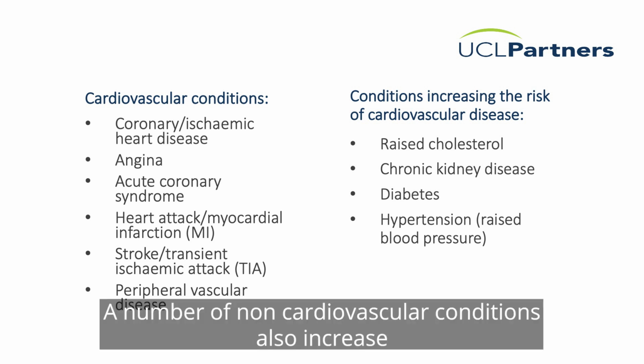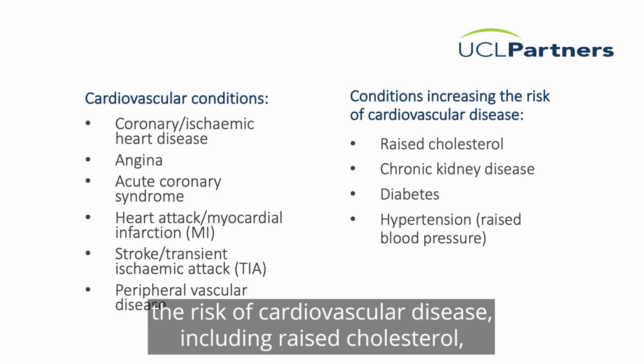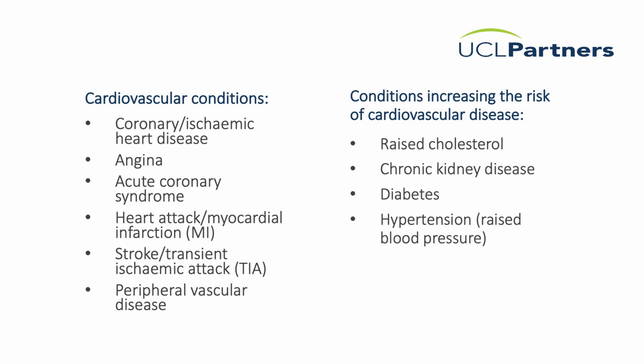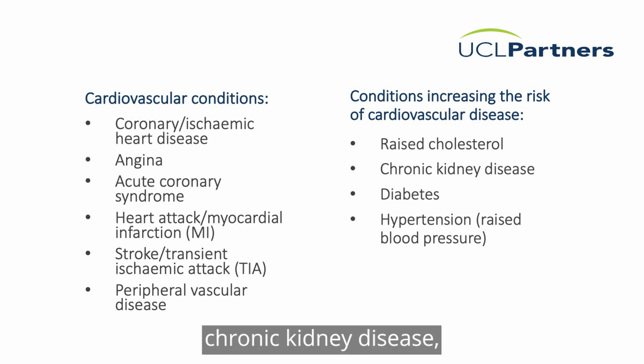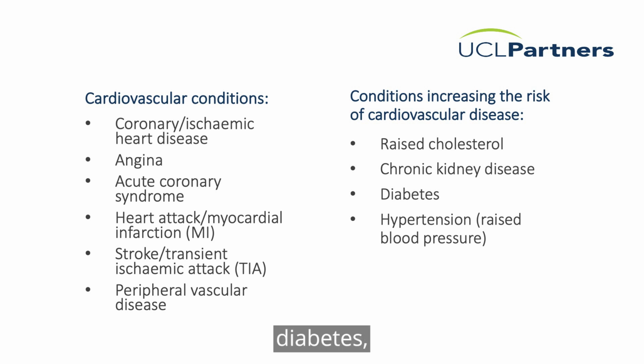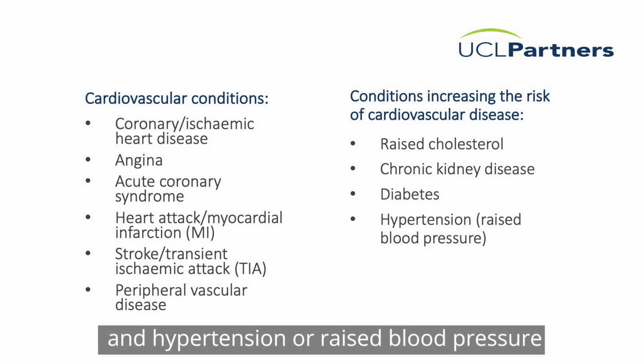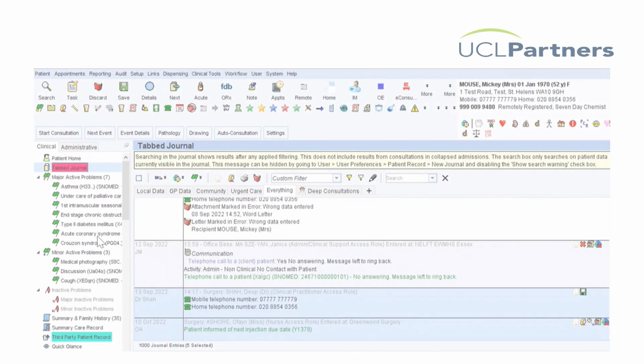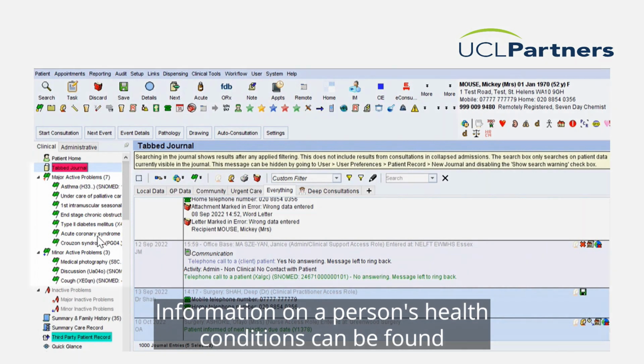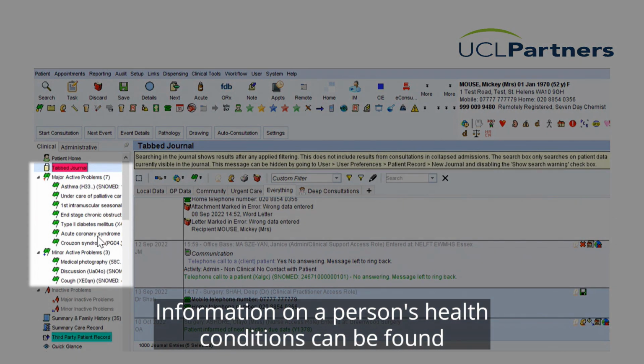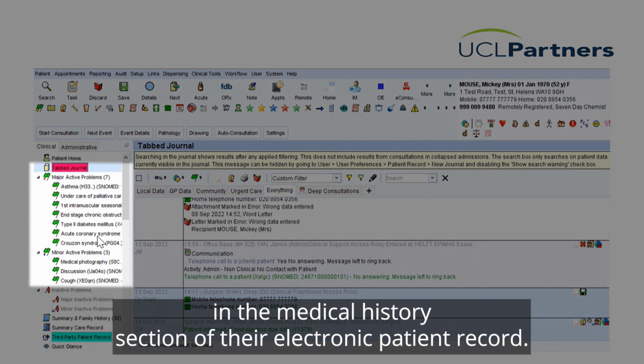A number of non-cardiovascular conditions also increase the risk of cardiovascular disease, including raised cholesterol, chronic kidney disease, diabetes, and hypertension or raised blood pressure. Information on a person's health conditions can be found in the medical history section of their electronic patient record.